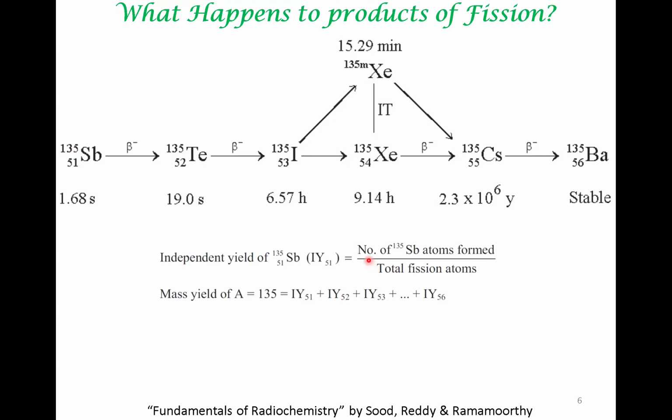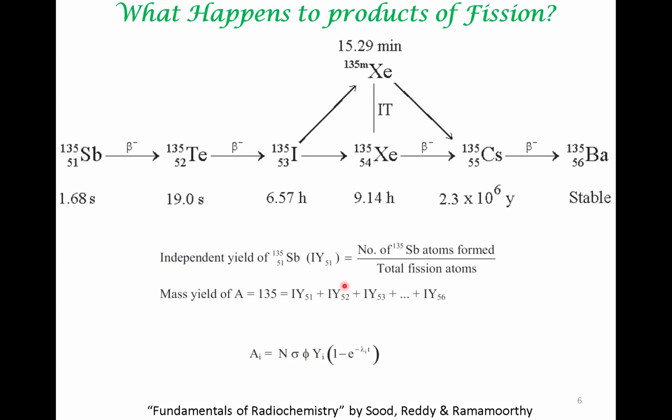So the independent yield is defined in the following manner: the number of antimony-135 that is formed divided by total fission atoms. So the mass yield of 135 can also be further analyzed by analyzing the different atomic numbers.